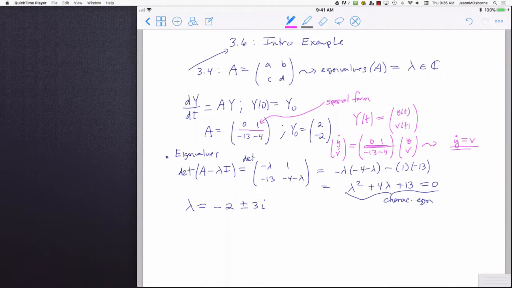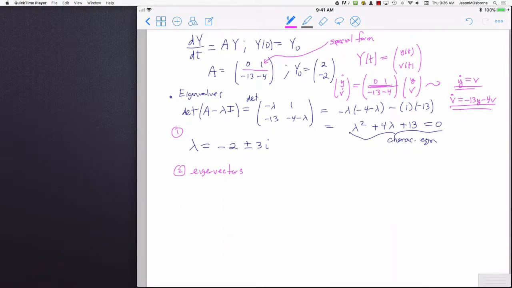So we're not looking at just any system. We are looking at a very special system where y dot is equal to v and v dot is equal to negative 13y minus 4v. It's a system of differential equations we solve, and we always know that our first step is to find the eigenvalues. You can then proceed on to find the eigenvectors.